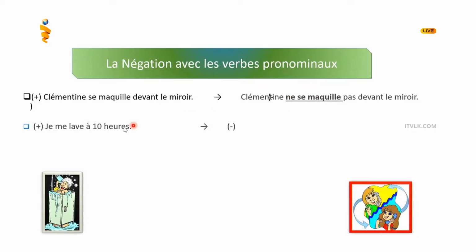Okay? So here, je me lave à 10 heures. I have a wash at 10 o'clock. I don't have a wash at 10 o'clock. Je ne me lave pas. See, it is in between me lave. So in between the verb is me lave. Okay, before and after the conjugated verb, you have ne and pas. That is how to have your negation with pronominal verbs.